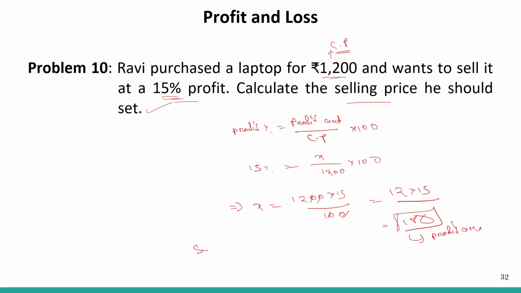So selling price is equal to what? Cost price plus profit. So cost price is 1200 plus 180 is the profit. So what we are left with is equal to 1380 rupees. Okay, so this much amount.